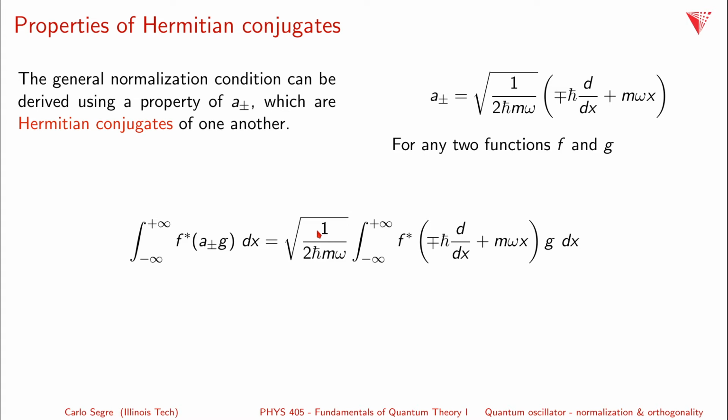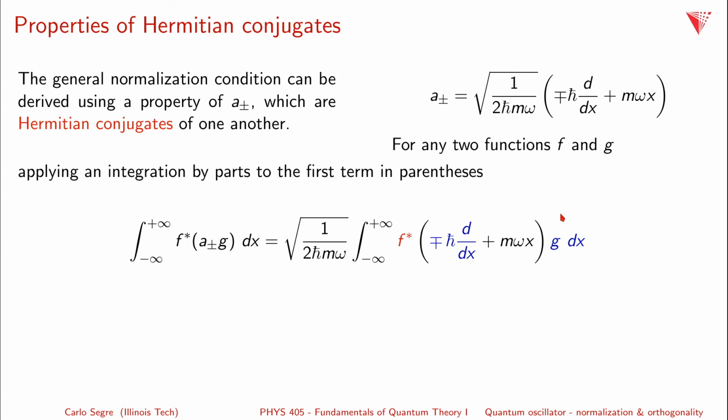Well, if we put in the actual values of a plus minus, we have our constant out in front, the square root of 1 over h bar m omega. And then here we have f star, and here we have minus plus h bar d by dx plus m omega x applied to g dx. If we now apply integration by parts to the first term in parentheses, so we will say this is dv and this is u, we're effectively going to move the derivative from the g to the f star.